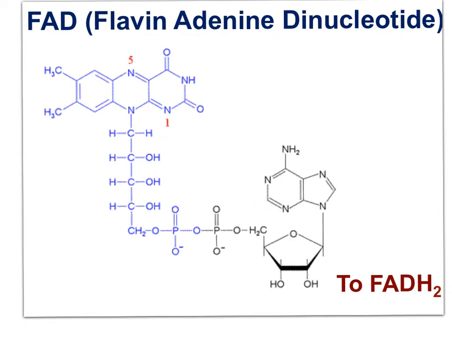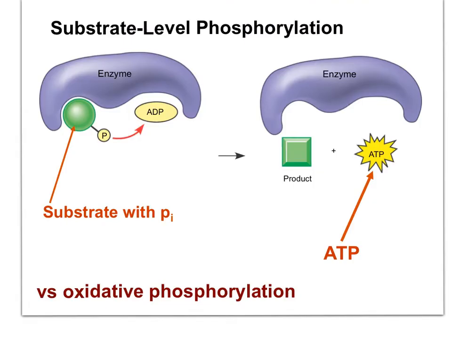FAD also serves to oxidize organic intermediates to become reduced to FADH2. FADH2 transports electrons and hydrogens to the electron transport chain. The FADH2 contains stored energy in the position of the electrons it carries. In Part 2, I mentioned that ATP formation in glycolysis and the Krebs cycle occurs when a phosphate group is transferred to ADP from a substrate molecule.